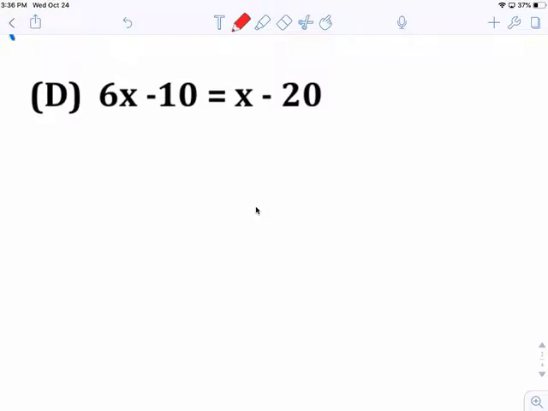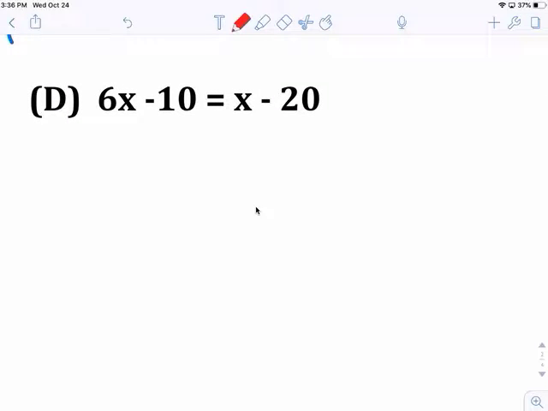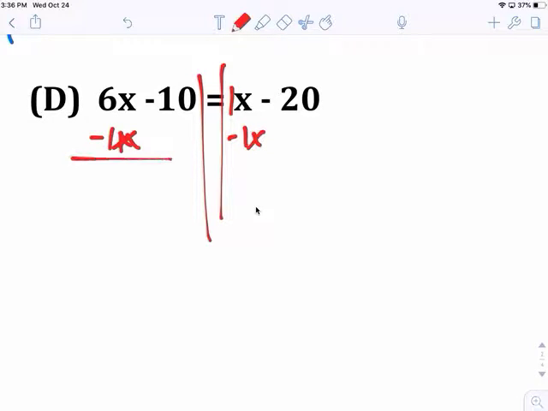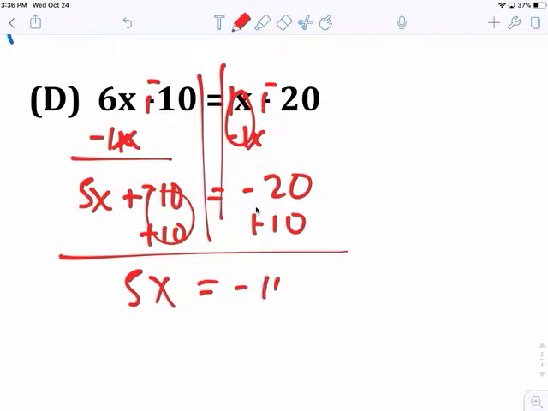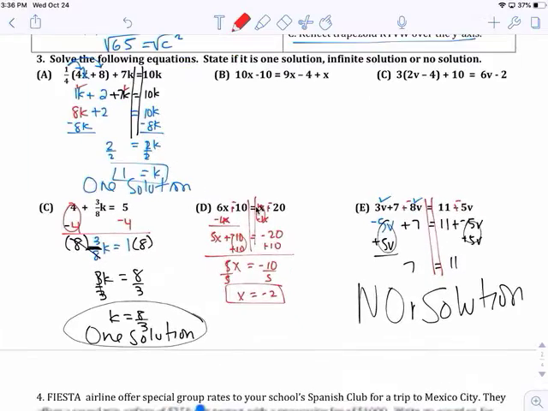For D here, I think in most classes I did B and C. So here, make 0 to the 1x minus 1x. 5x, additive inverse, that's a negative 10. That's 0, that's a negative 20. Make 0 to 10. Okay, that's 5x equals negative 10, divided by 5. X equals negative 2. Okay?